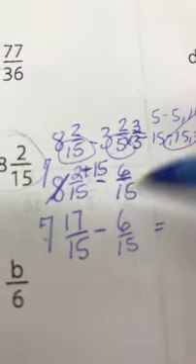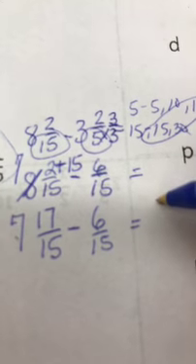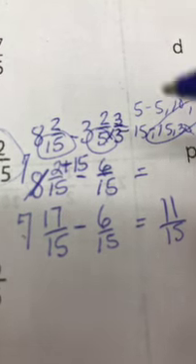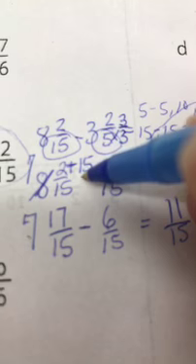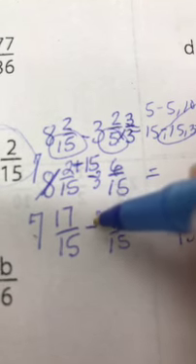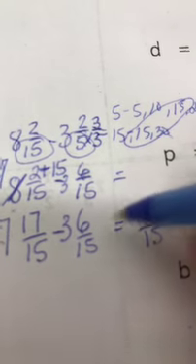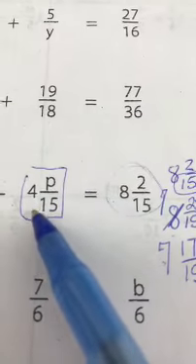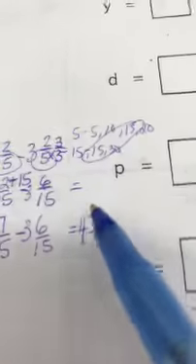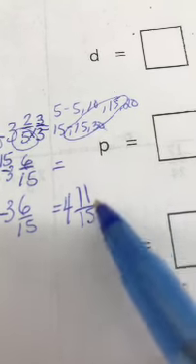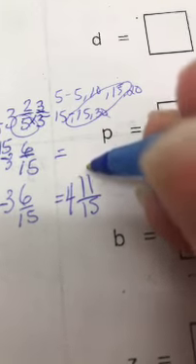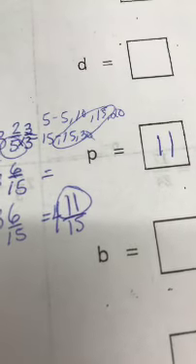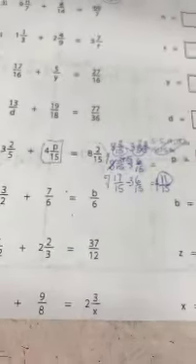So 17 minus 6 gives you 11 fifteenths. Oh, I see. I forgot to drop down that whole number there. I was like, that doesn't make sense. And then 7 minus 3 gives you a whole number of 4. So go back to your original fraction here. Our original fraction was 4 and p fifteenths. So we have 4 and p is equal to 11 fifteenths. So yay, that's that one.